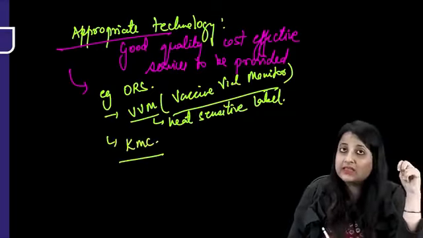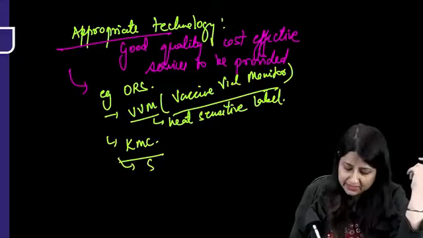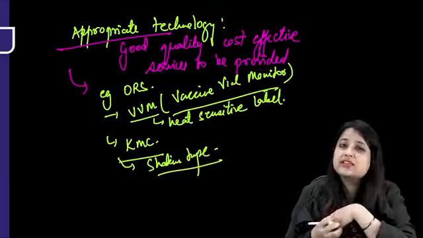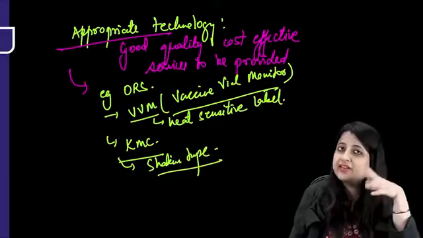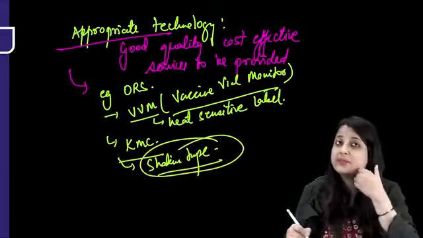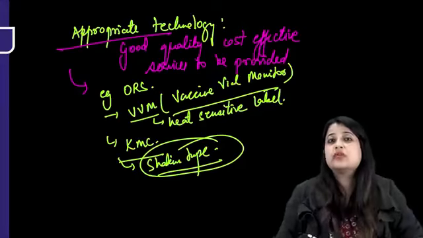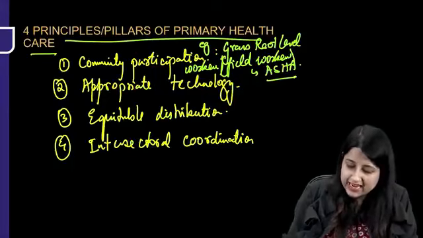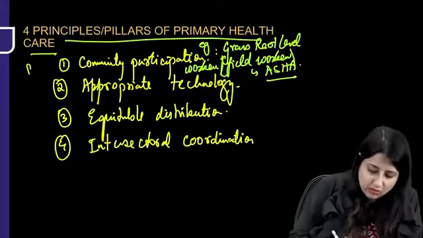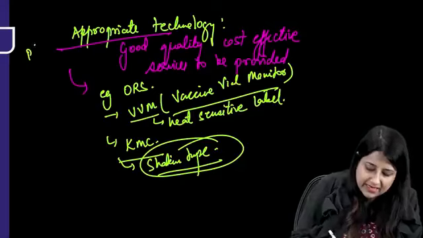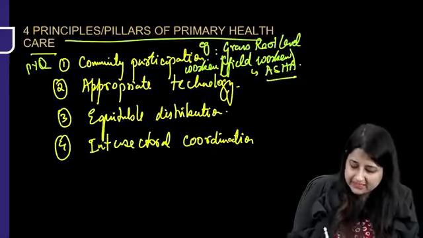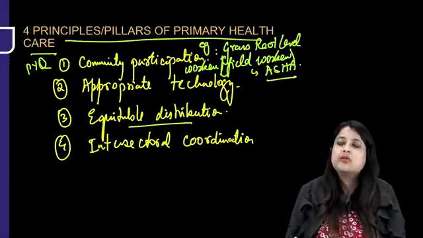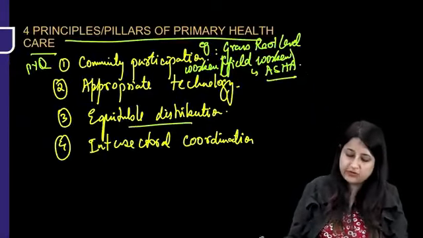KMC, kangaroo mother care, is equivalent to appropriate technology. Then Shakir's tape. Shakir's tape is used for assessment of malnutrition status at the field level. We are not using something very hi-fi, we are just using a color-coded tape to assess that. So examples of appropriate technology and community participation are all PYQs which have come in our exams. Next, equitable distribution, that health services should be free for all. If they are free for one, they should be free for all.